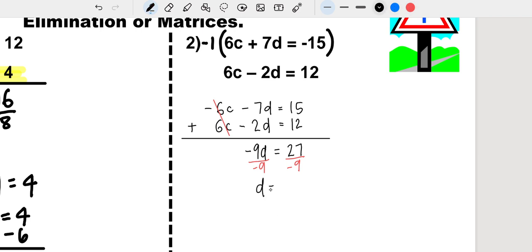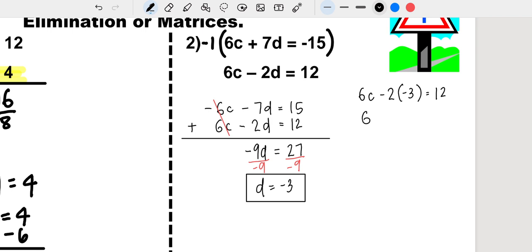And d equals negative 3. So now that I know what d is, I'm going to plug it back into the equation, any equation really. So I have 6c minus 2 times negative 3 equals 12, and I'm solving for c.